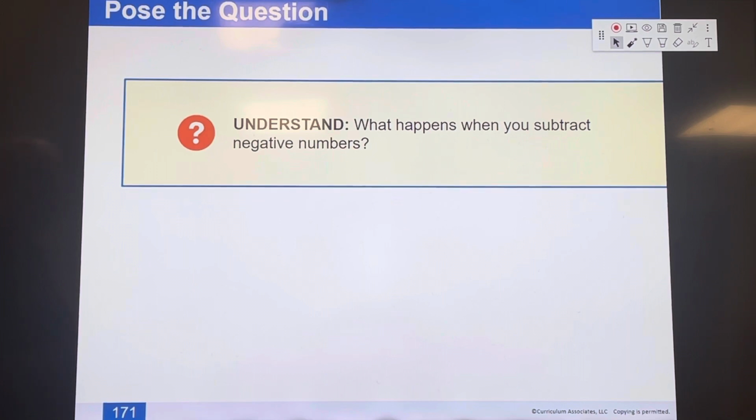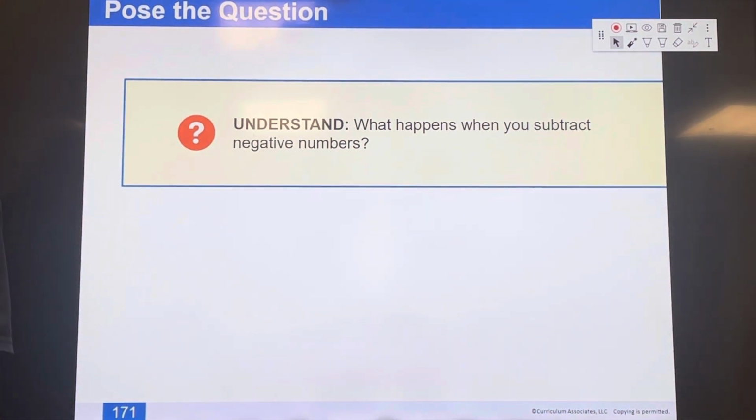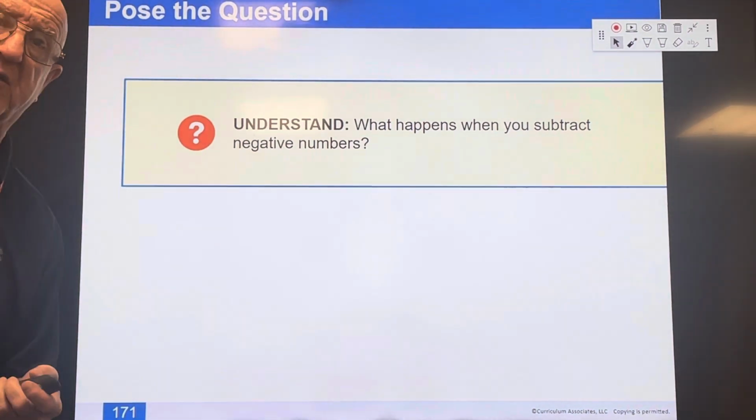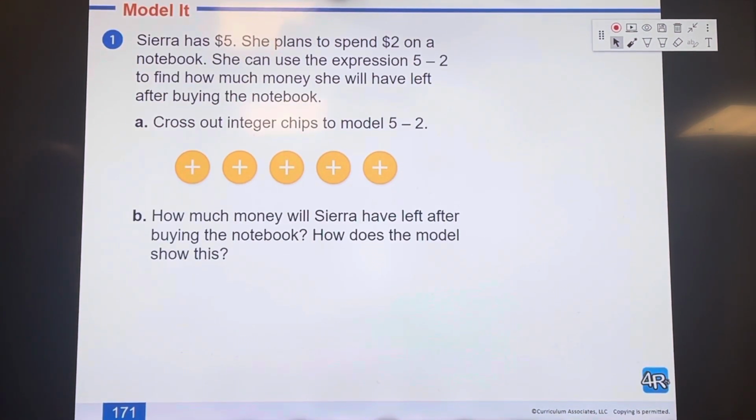What we're going to do is ask this question. What happens when you subtract negative numbers? What's really happening when I subtract a negative number? I want you to think about that and pause the video, discuss at your table, and then when the teacher's ready, he'll start the video. All right. So what you should have come up with is that when you subtract a negative, you're really adding positives. All right. So let's look at our problem that we have.